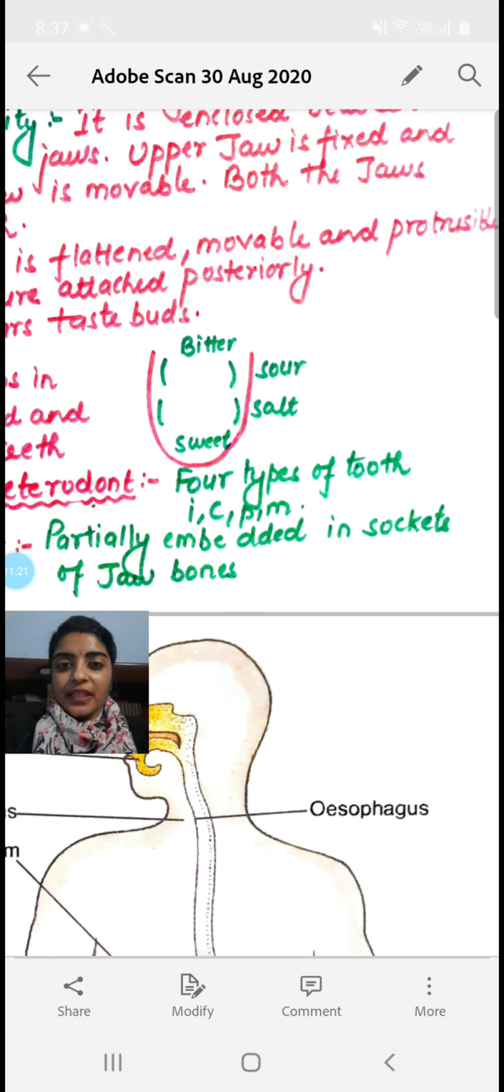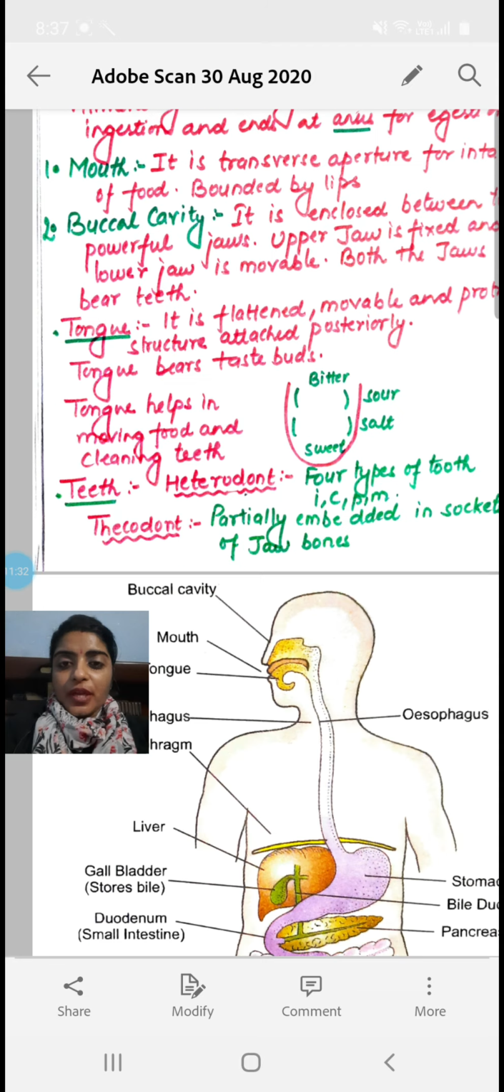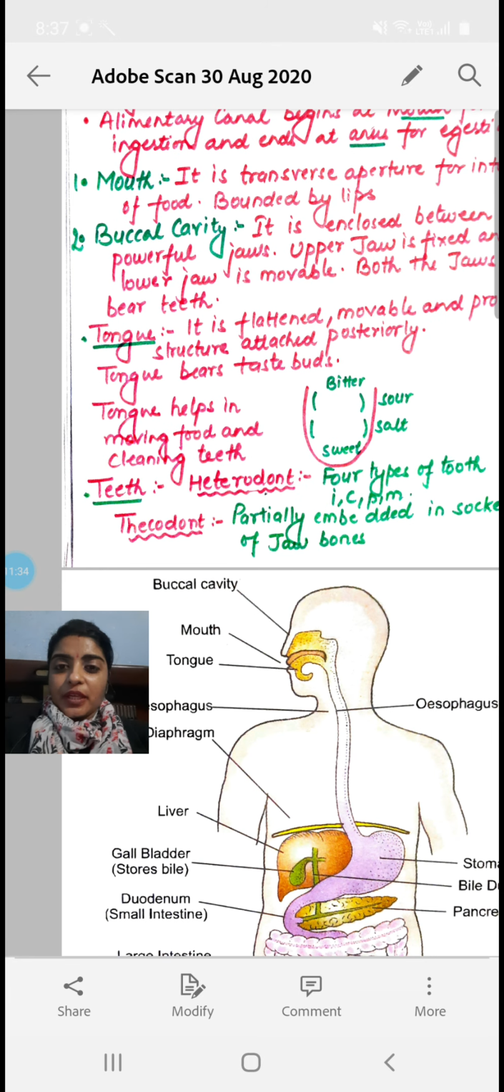So if we see the taste buds, there are different taste buds located on our tongue. So I have marked the various taste buds. Okay, so you can take a view. Now this tongue helps in moving the food and cleaning the teeth.